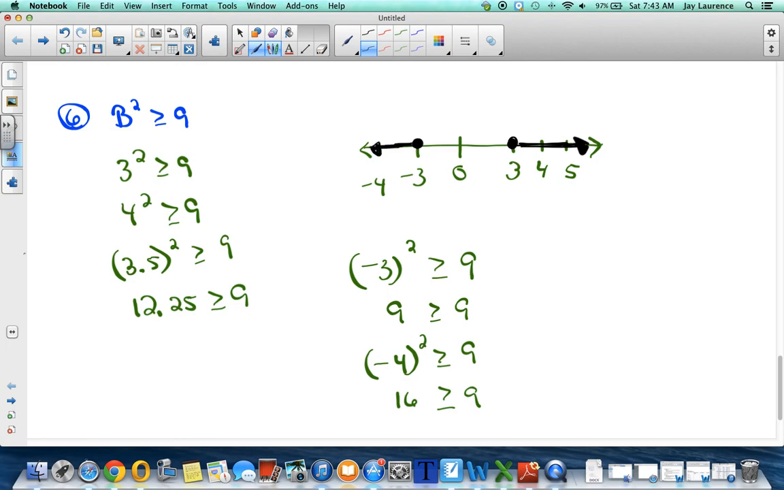Oh, so I actually went to my number line solution first. You see, I'm going to get B is greater than or equal to 3, or B is less than or equal to negative 3. Yeah, you notice that inequality turned around. Okay, you see, it had to explain this. There's my solution in words or my equation. And then finally, I need set notation.